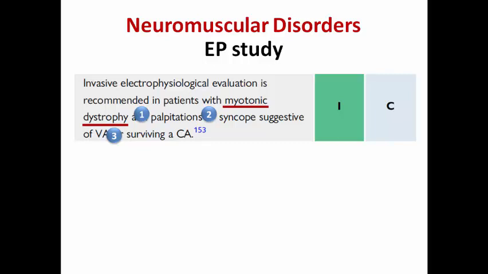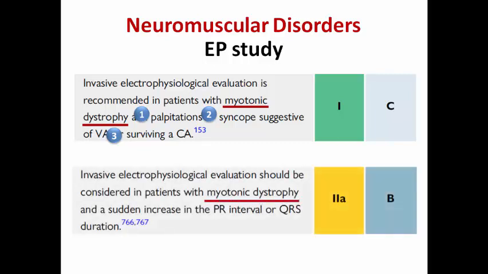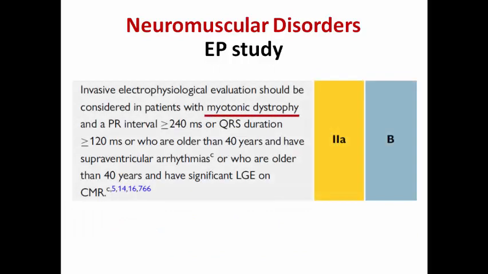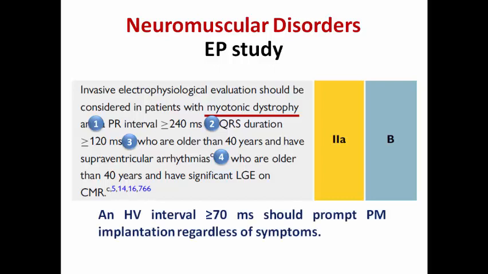The EP study is indicated in patients with myotonic dystrophy with palpitation or syncope suggestive of ventricular arrhythmia, or survivors of a cardiac arrest. Also in cases of sudden increase in PR interval or QRS duration, regardless of the absolute value reached. It is still indicated in those with PR interval more than or equal to 140 milliseconds or QRS more than or equal to 120, or older than 40 years and having supraventricular arrhythmias, or older than 40 years with significant late gadolinium enhancement on CMR. And don't forget that an HV interval more than or equal to 70 milliseconds should prompt pacemaker implantation regardless of the symptoms, due to high risk of AV block.